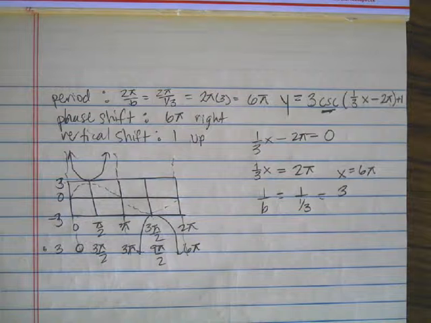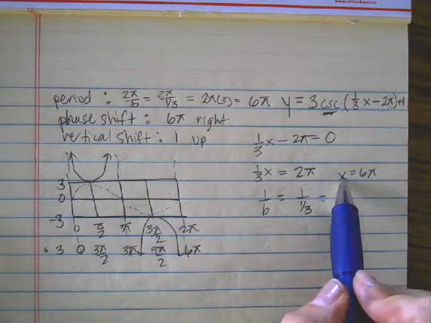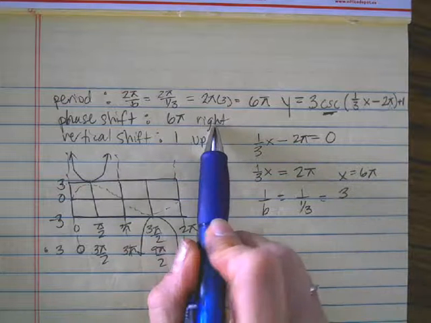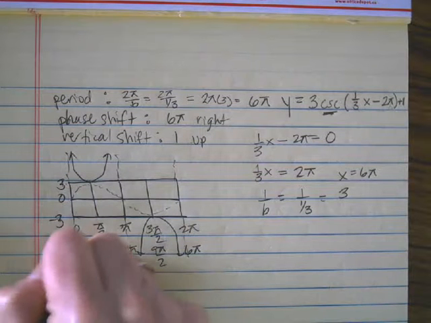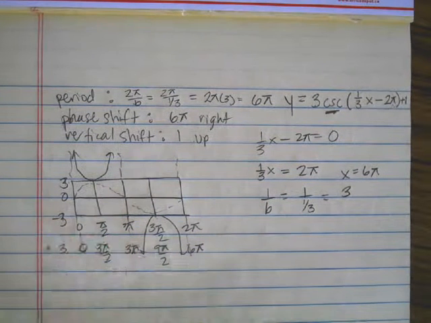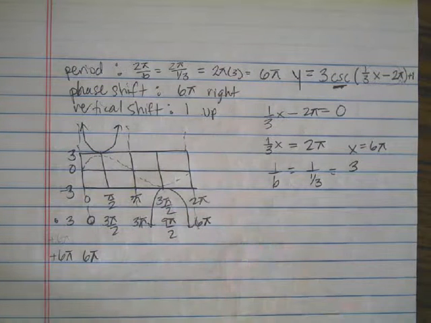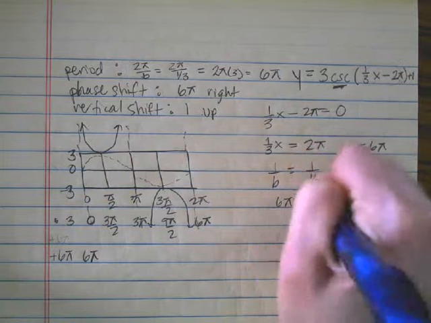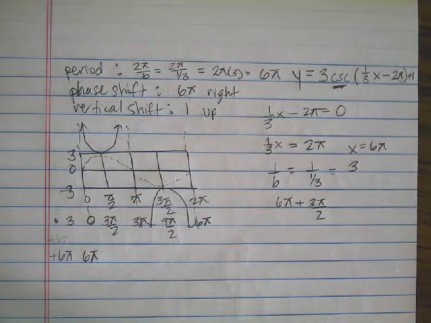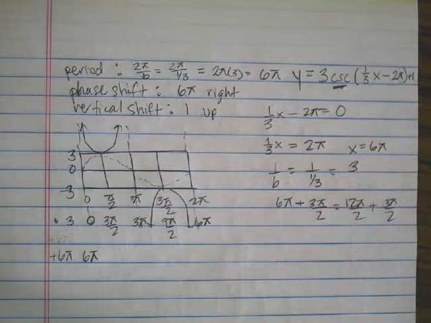Okay, and then the phase shift, so how did this affect it? Well, it added 6 pi to the right, so we added 6 pi to everything. So you say plus 6 pi. 0 plus 6 pi, here I'll put this in the line below, make it a little easier to see. 0 plus 6 pi is 6 pi. 6 pi plus 3 pi over 2. Well, the common denominator is 2, so that would be 12 pi over 2 plus 3 pi over 2 would be 15 pi over 2.